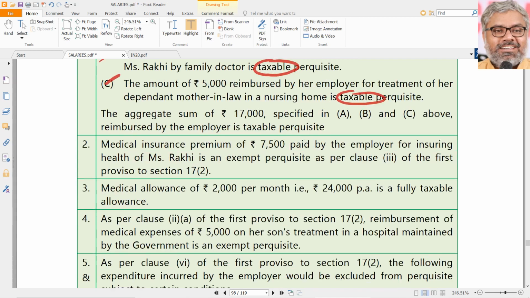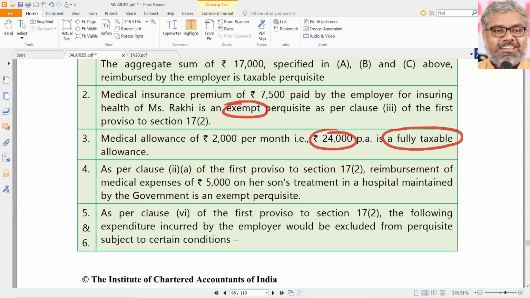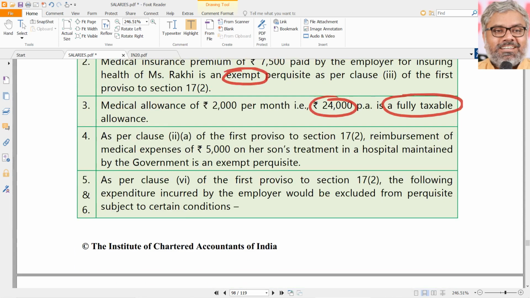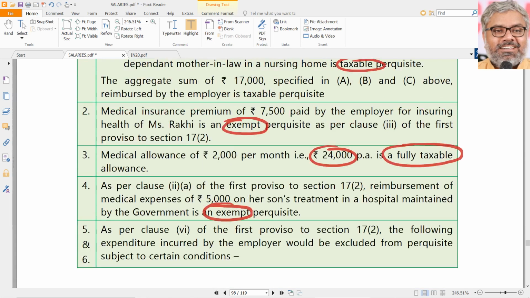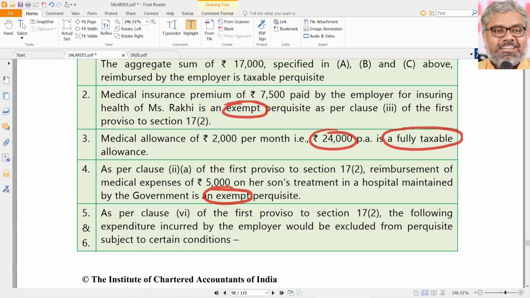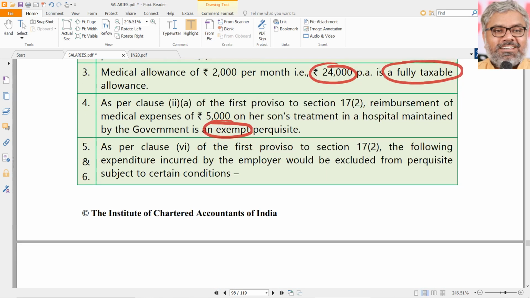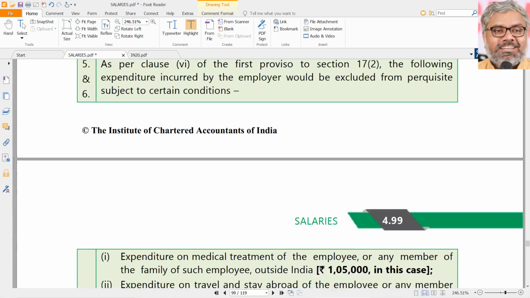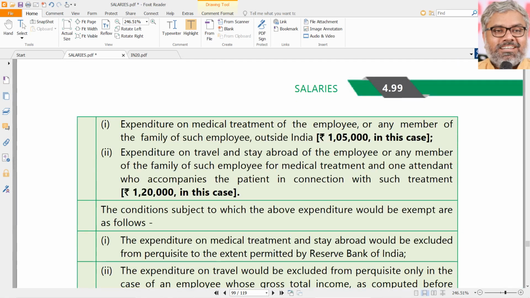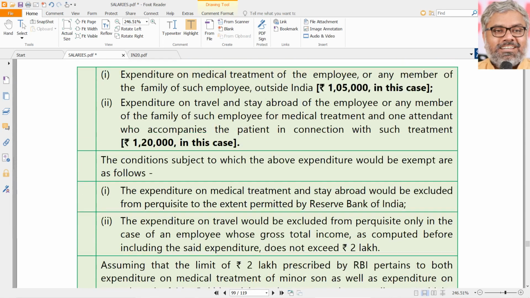Then medical insurance premium is exempt. It is not taxable. That's what you should write. Medical allowance of 24,000 is fully taxable. That's what you should write. And reimbursement of expenses related to a government hospital, not taxable. That is an exempt perquisite. So for each of them you should write that. When it comes to the other things like treatment outside, there you have to write all the theory.